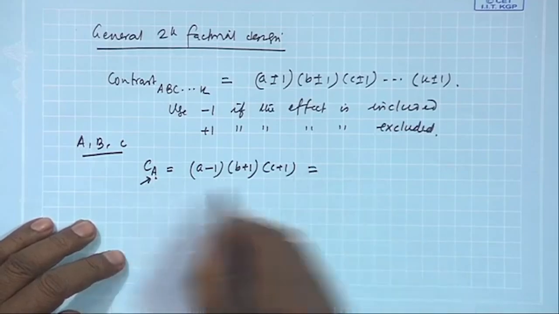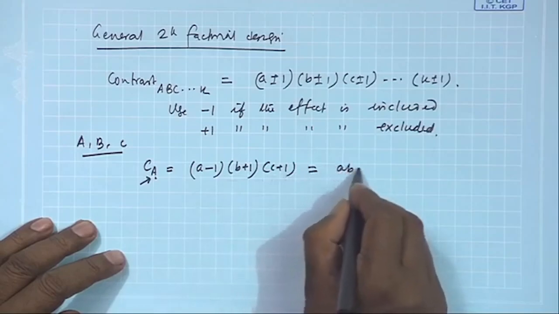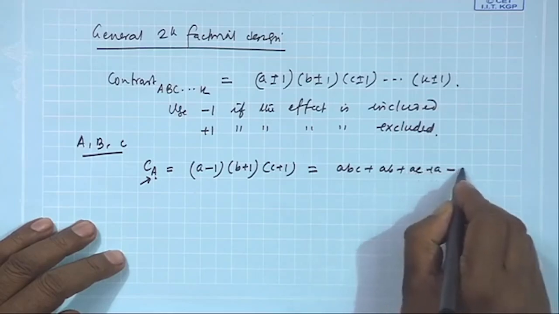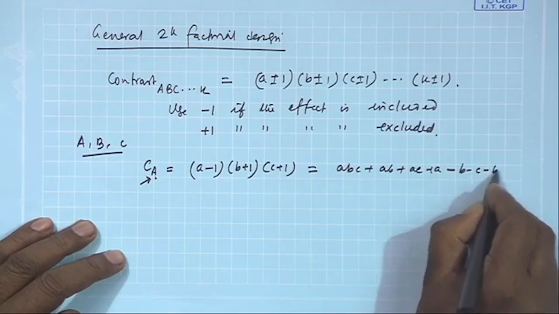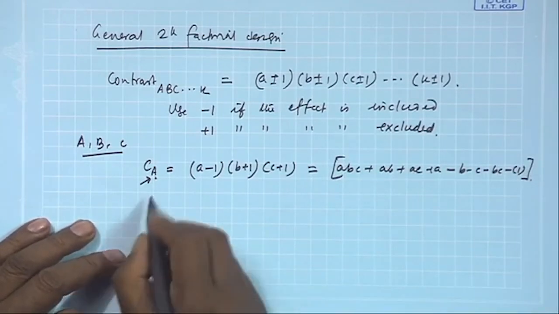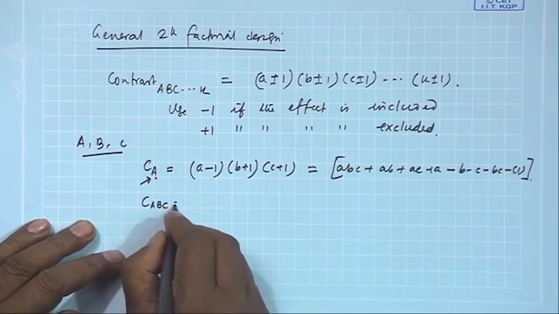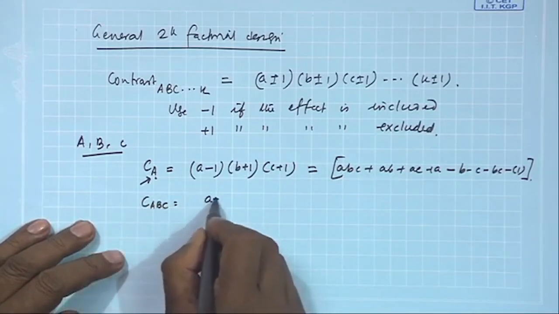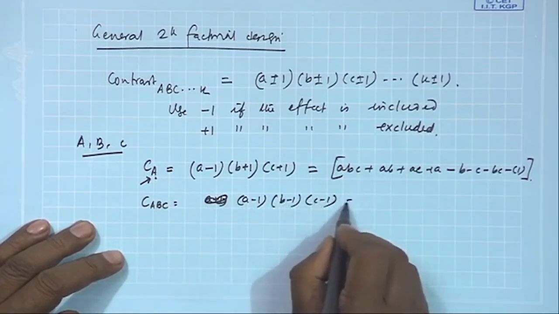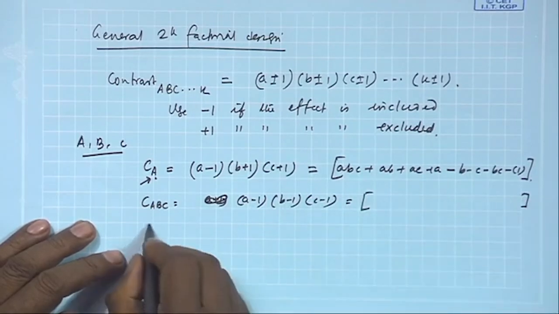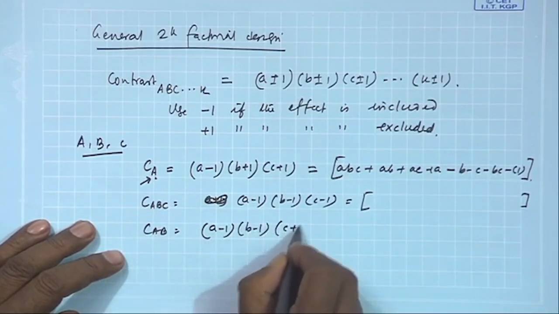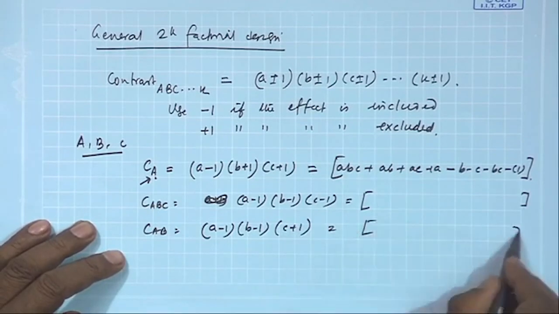Once you multiply and expand, you will find this will be ABC plus AB plus AC plus A minus B minus C minus BC minus 1. This is what you have seen earlier also. Suppose you are interested to know ABC, then all of A, B, C are included. So, A minus 1, B minus 1 and C minus 1 will give you the desired contrast. For the AB case, A is included, so A minus 1, B included, B minus 1, C not included, C plus 1. This will give you the general contrast.